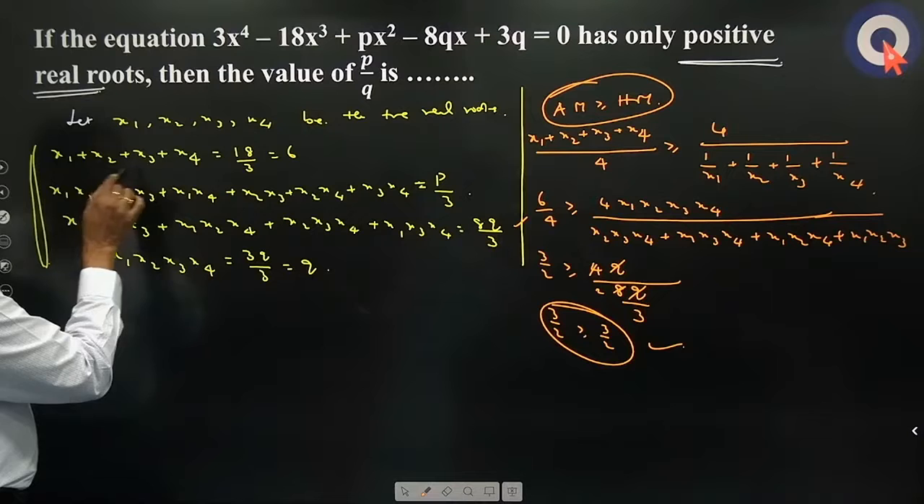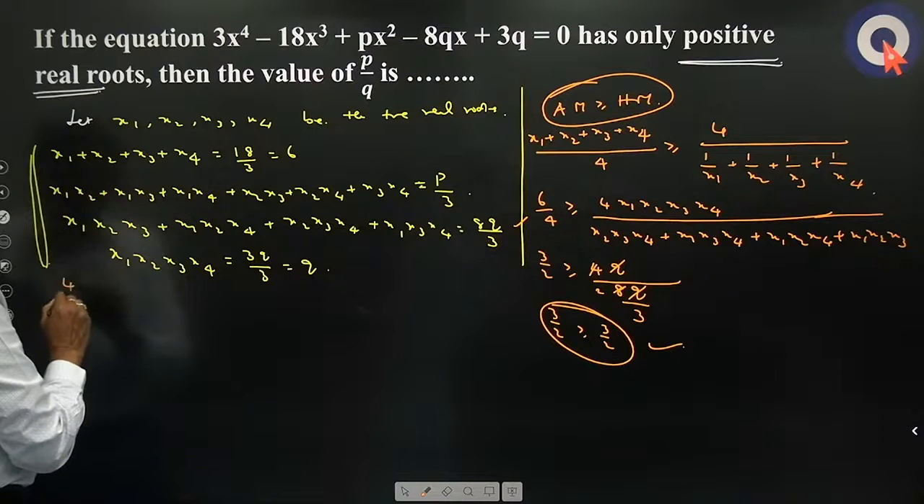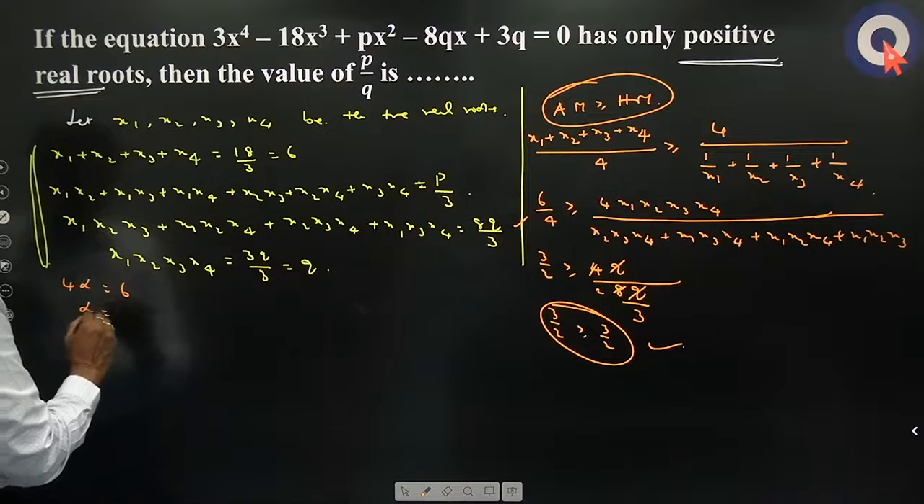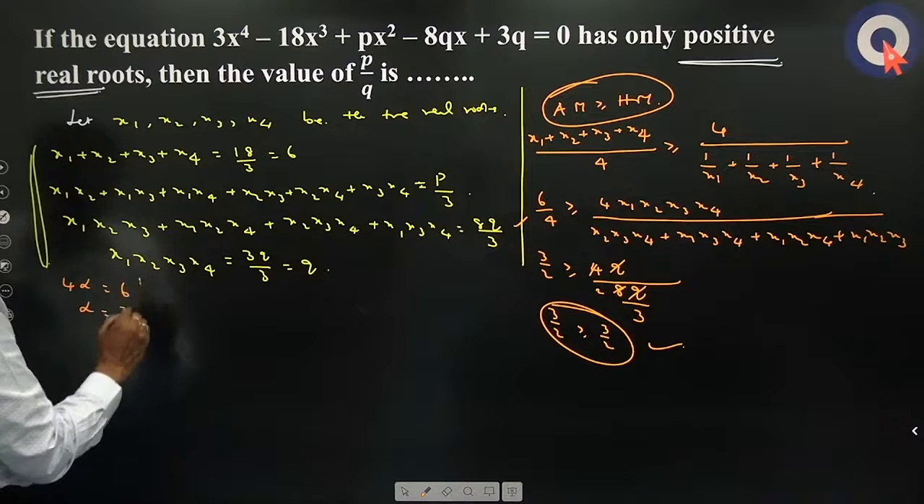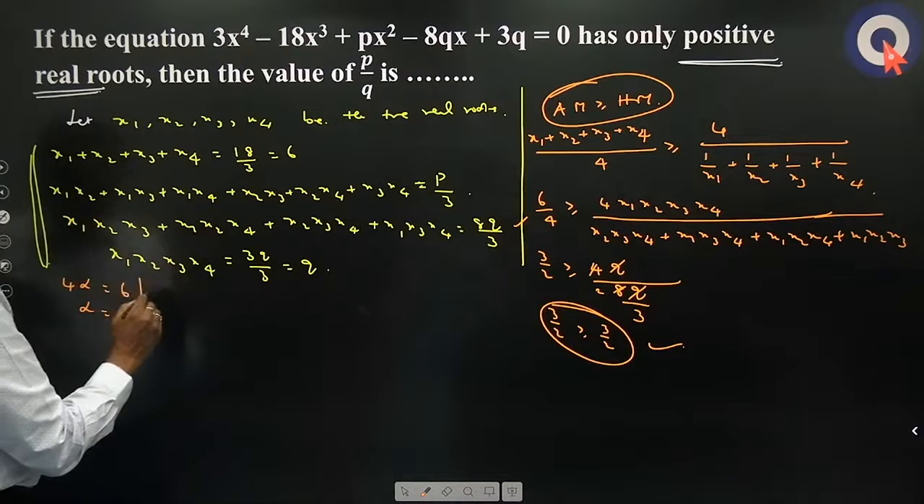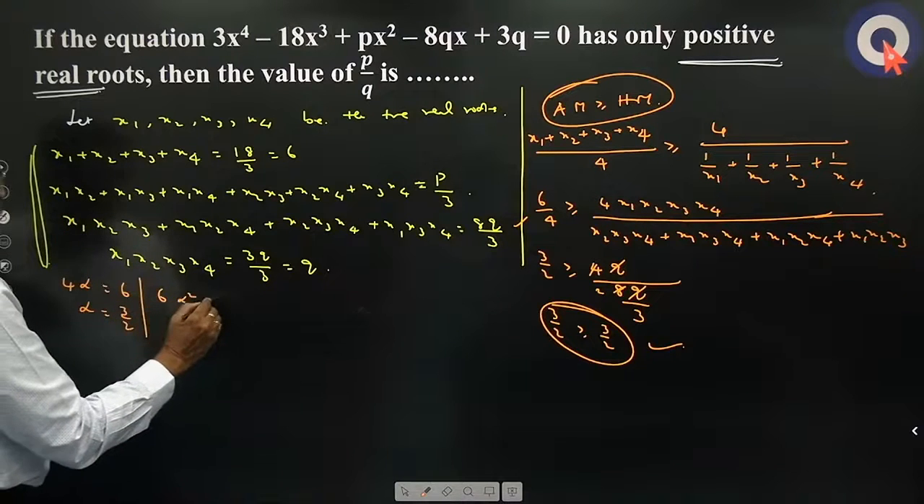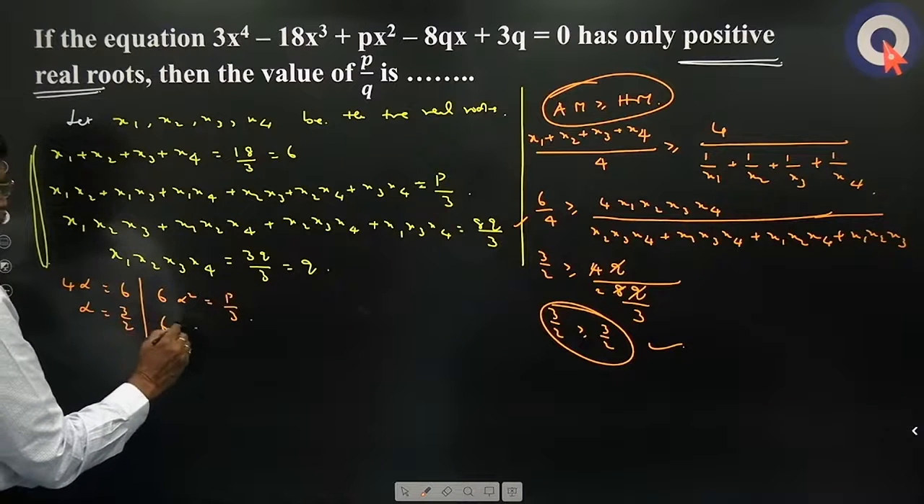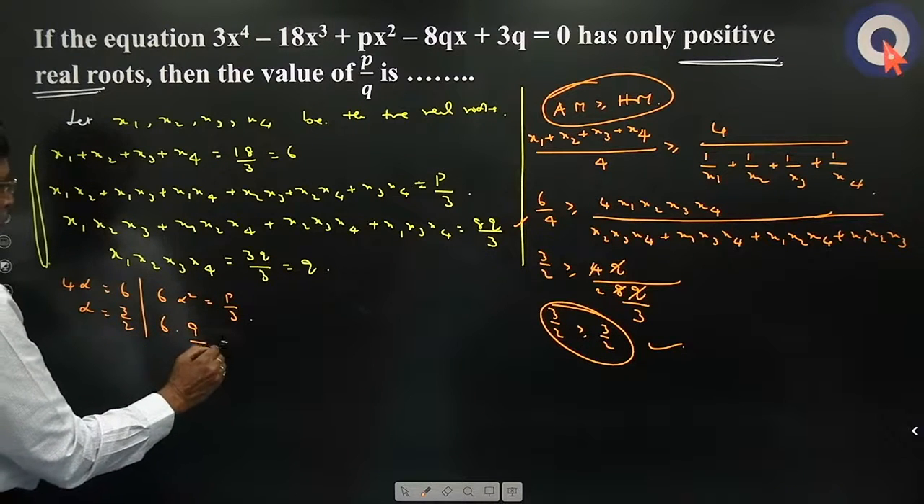So if each of them is alpha, we have 4 alpha is equal to 6. Therefore, alpha is equal to 6 by 4, which is 3 by 2. And similarly, you can see here alpha square added 6 times is equal to p by 3, and you have alpha is equal to 3 by 2. So 9 by 4 is equal to p by 3.